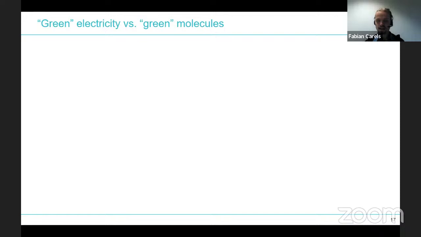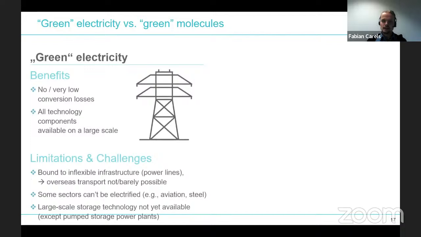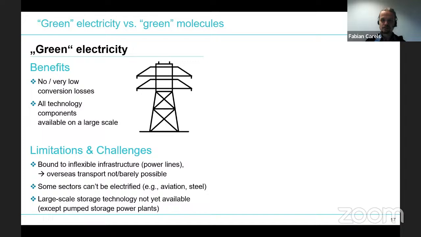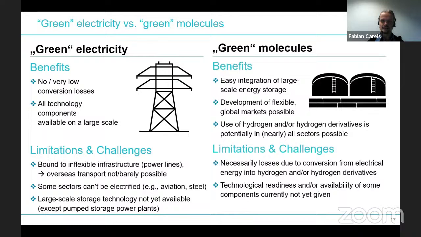A basic distinction can be made between the transport of electricity on the one hand and the transport of green molecules on the other hand. The transport of green electricity is characterized by very low energy losses. This means that almost all of the energy generated, for example, by a wind turbine, can be supplied to the end consumer. Another benefit is that all technology components for the electricity transport, so for example, power lines, converter stations, are available on a large scale since many years. However, a limitation of electricity transport is that it is bound to inflexible infrastructure. We have these power lines, and especially the transport across oceans is barely possible.